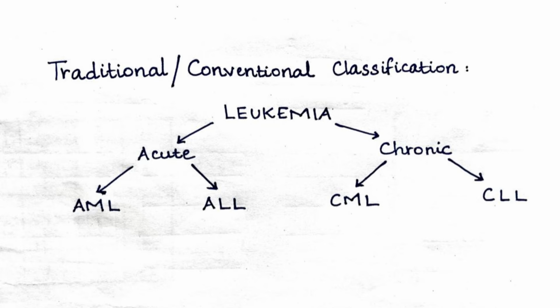Acute can be further divided into acute lymphoblastic leukemia and acute myeloid leukemia, while chronic leukemia can be further classified as chronic myeloid leukemia and chronic lymphoblastic leukemia.